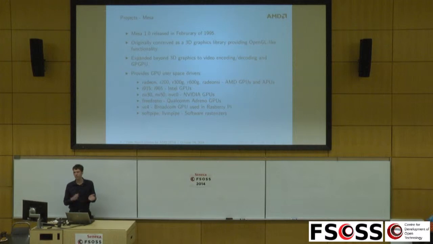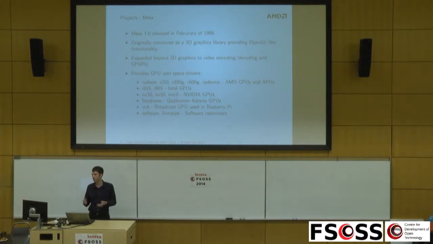Mesa first started way back in 1995. It was a software-only library, so all the OpenGL functionality was implemented in software and all running on the CPU. As Mesa became more popular and people started to use it and actual 3D hardware was starting to be produced, people started to add support for actual hardware acceleration. So a number of different hardware drivers were implemented, and the project kind of grew, and it even grew beyond just doing 3D to other GPU-related APIs like video encoding and general purpose computing.